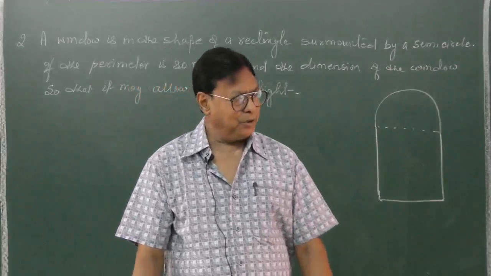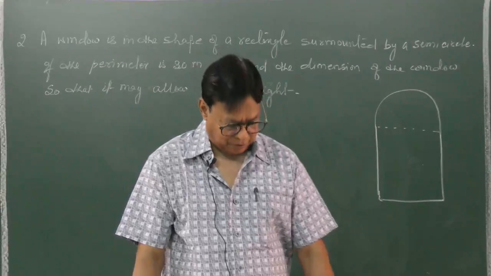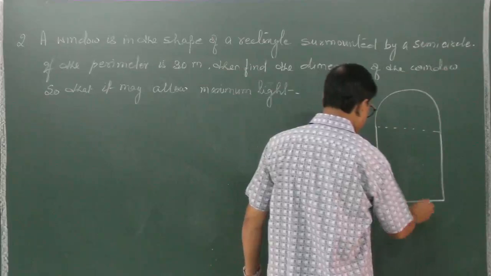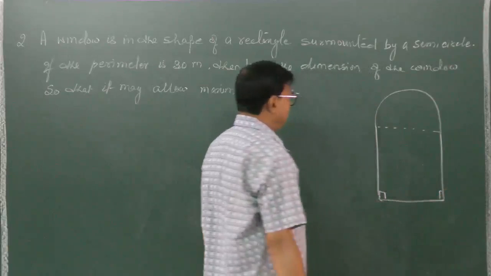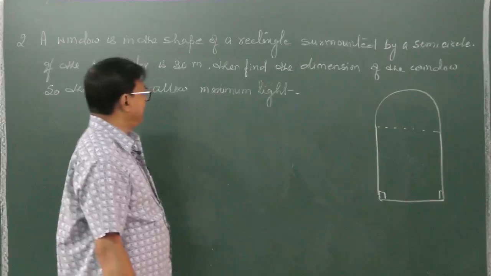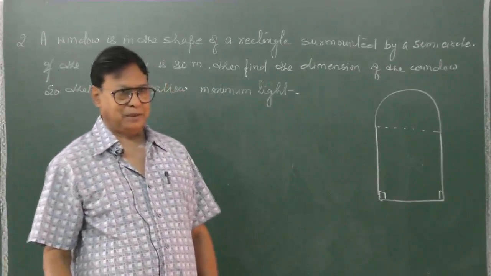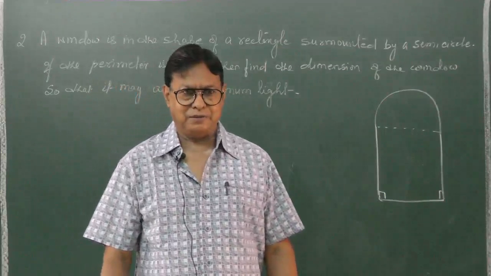So it says a window is in the form of a rectangle surmounted by a semicircle. The perimeter of the figure is given to be 30 meter. Question is, find the dimension of the window. That means the length and width of the window along with the radius of the circle.